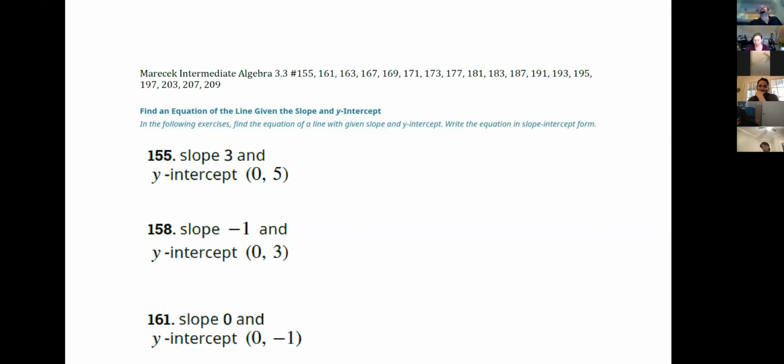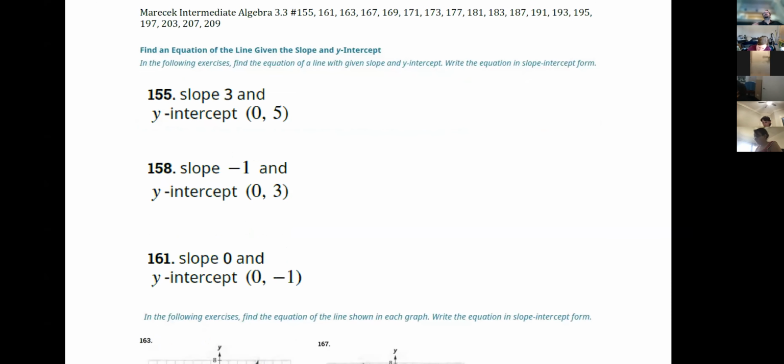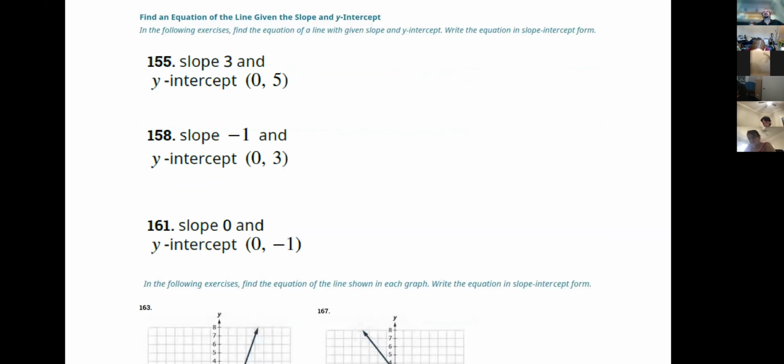All right. So 155, 161. Let's go through those. Who's in group one? Alondra, Gania, Michael, Fowler, and Vanessa.